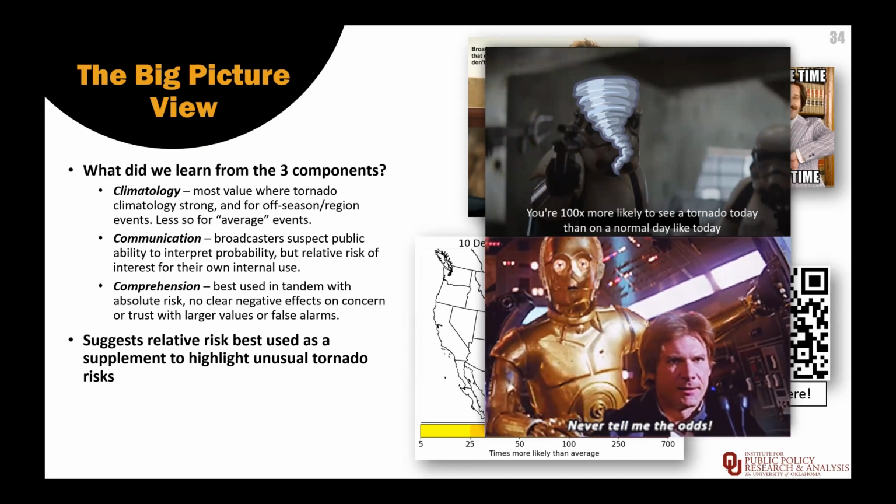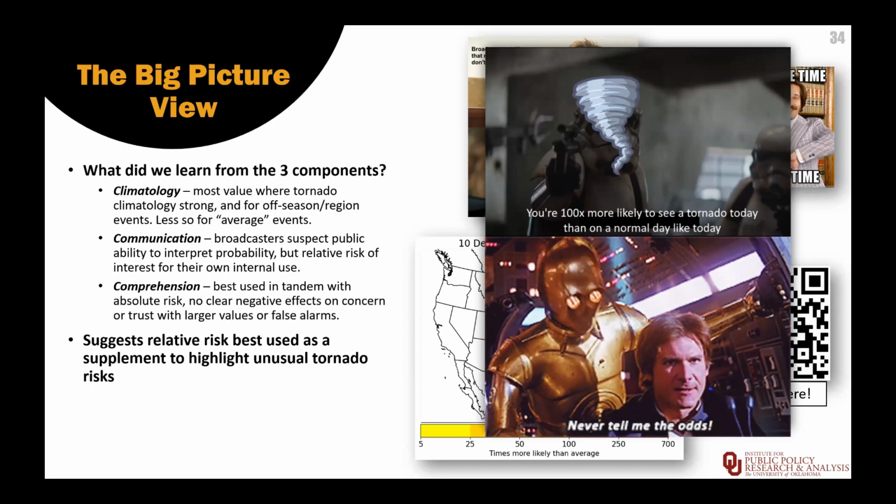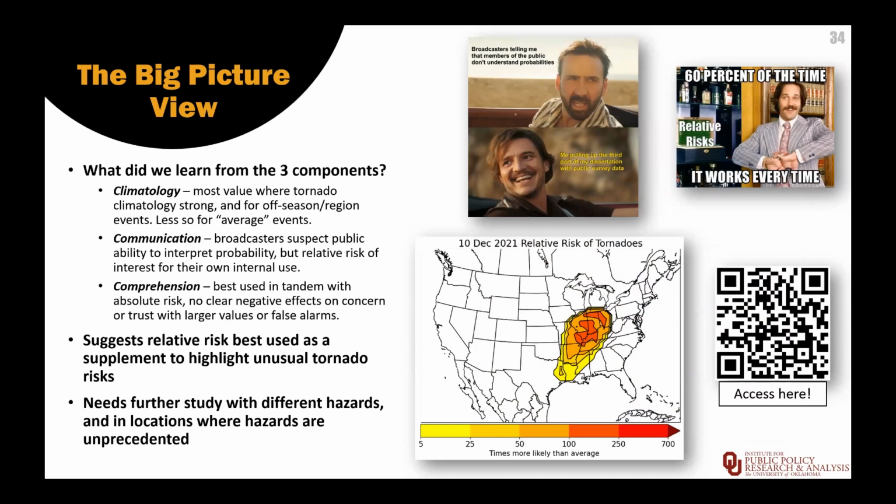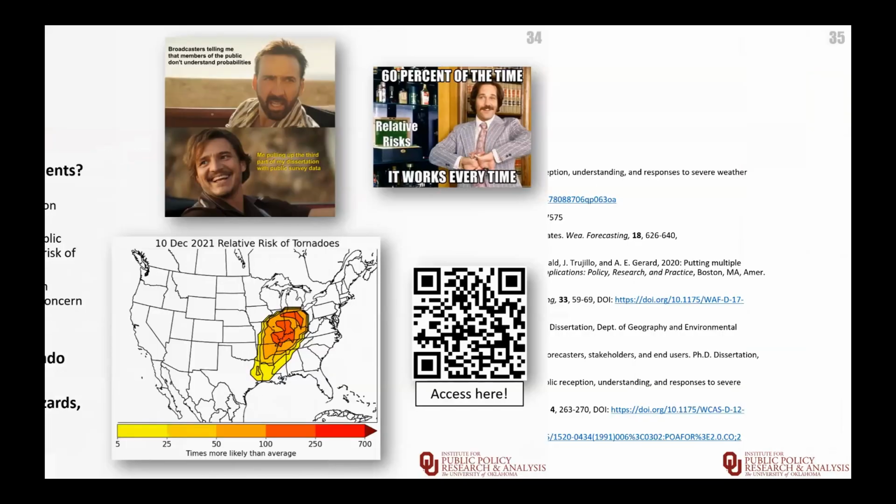But relative risk might be best used as a supplement to absolute risk, not a replacement, to highlight unusual tornado events. It does need further study. It could be useful with different hazards like tropical storm winds, as well as in locations where hazards are basically unprecedented, like those areas west of 105 West, the Continental Divide. Is relative risk even worth saying anything about or even calculating in the Rockies just because there's no climatology? That's a good question that still needs to be answered.